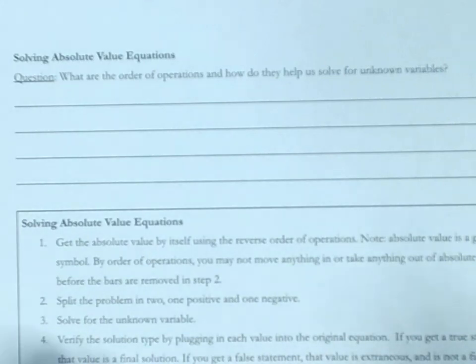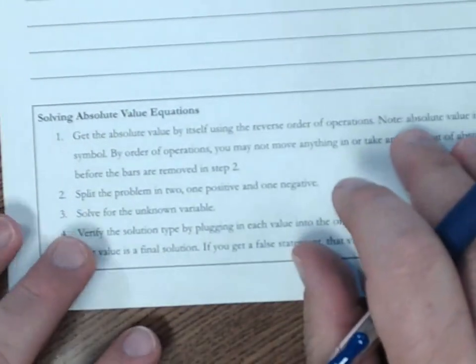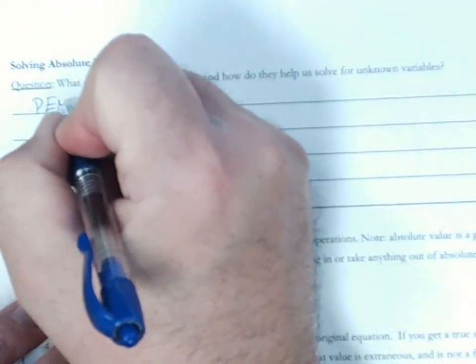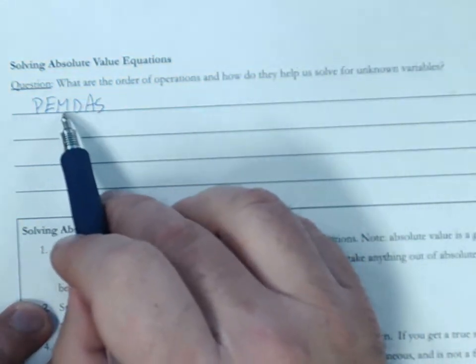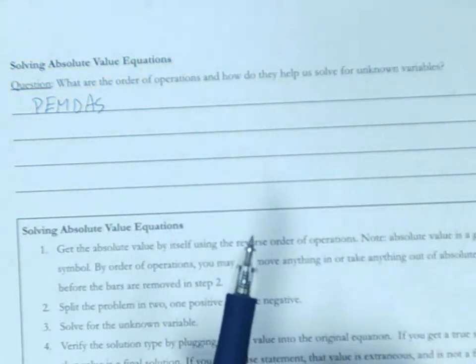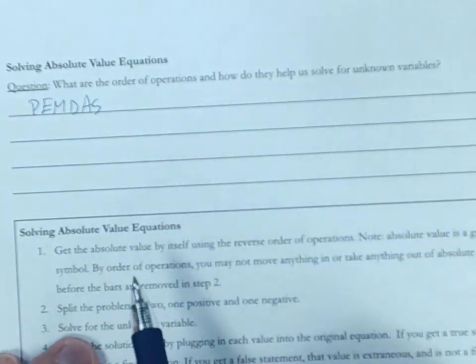So the first question I have is, what is the order of operations, and how does it help us solve? And the short answer is that the order of operations is PEMDAS, which is parentheses, exponents, multiplication, division, addition, subtraction. You all should know that. How does it help us solve for unknown variables?